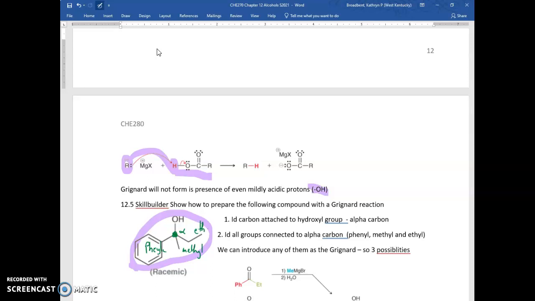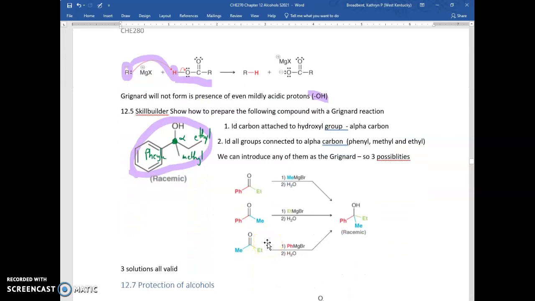And so there are 3 different ways to put this compound together. We can have a ketone that has the phenol and the ethyl on it and add the methyl. Or we can have a ketone that has the phenol and the methyl and add the ethyl. Or we can have a compound that has the methyl and the ethyl and add the phenol. So all three solutions are valid.